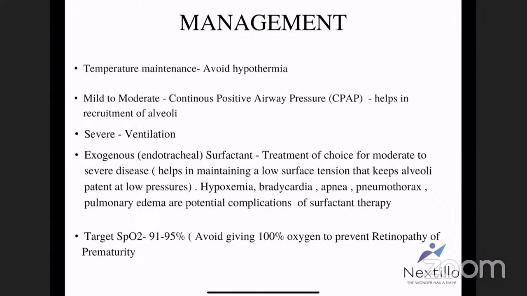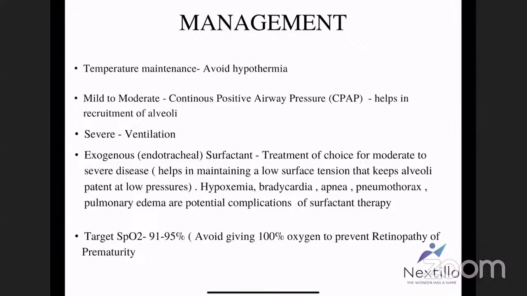So this is about the surfactant treatment, and other complications are hypoxemia, bradycardia, apnea, pneumothorax, pulmonary edema. They can be the potential complications of surfactant therapy. What about the target SpO2? Target SpO2 in all these babies should be 91 to 95%. Avoid giving 100% oxygen to prevent retinopathy of prematurity. It is very important. We should never target SpO2 more than 95%, because the risk of retinopathy of prematurity is very high in these babies.